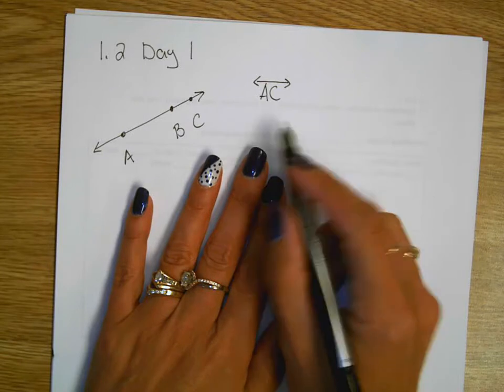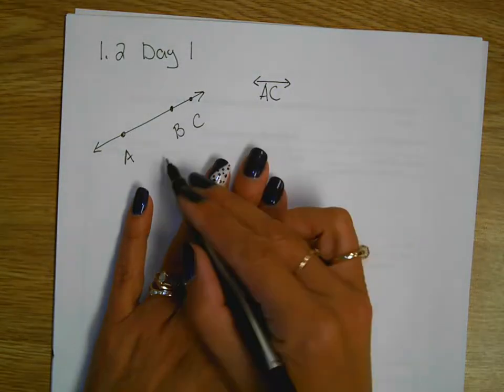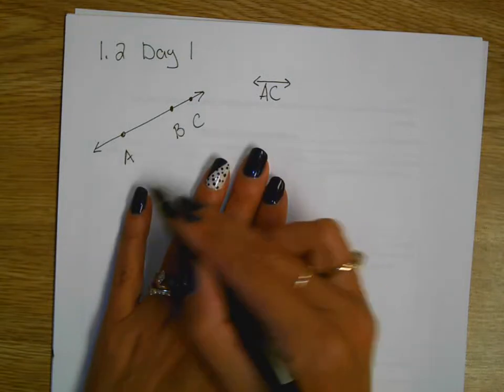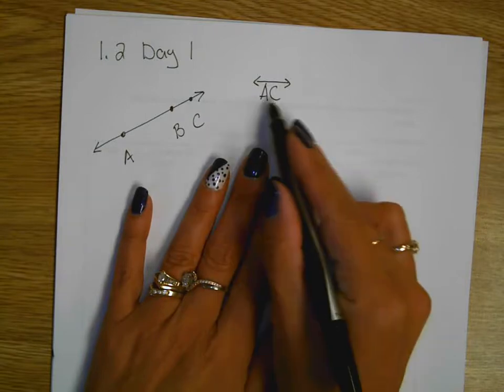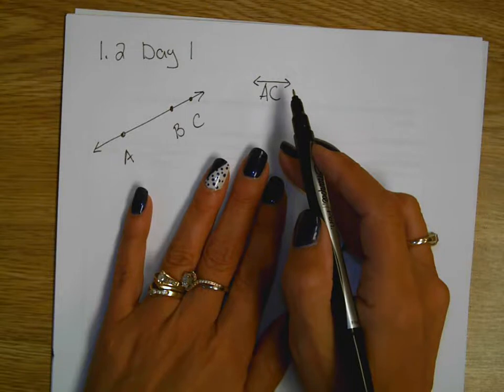Okay, can I flip the letters around? CA. Is that legal? Could I have used B in there? Well, in other words, what's the rule for naming lines again? What do you have to have here? Any 2 points with the line symbol.